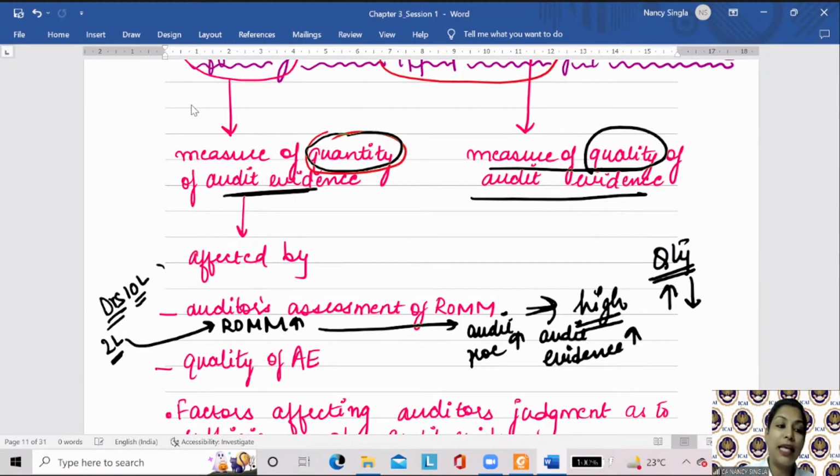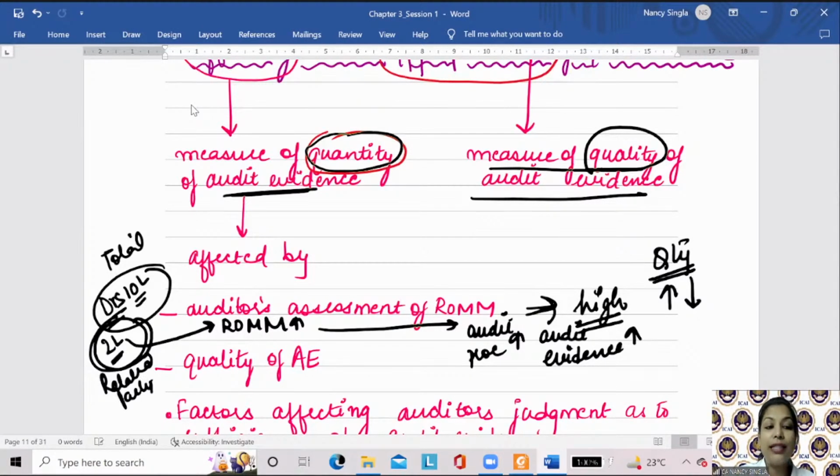What is my example? Let's say the total debtors of the client is worth rupees 10 lakhs. Out of that, 2 lakhs is a related party. So here the auditor assesses that the risk of material misstatement is high. So obviously the auditor is going to perform more audit procedures, thereby obtaining more audit evidence. So the quantity of the audit evidence will be high.